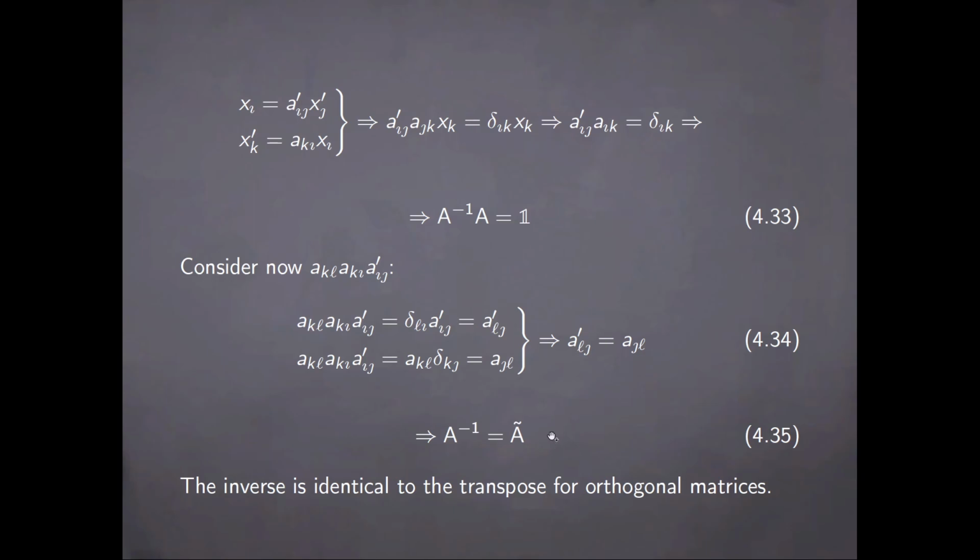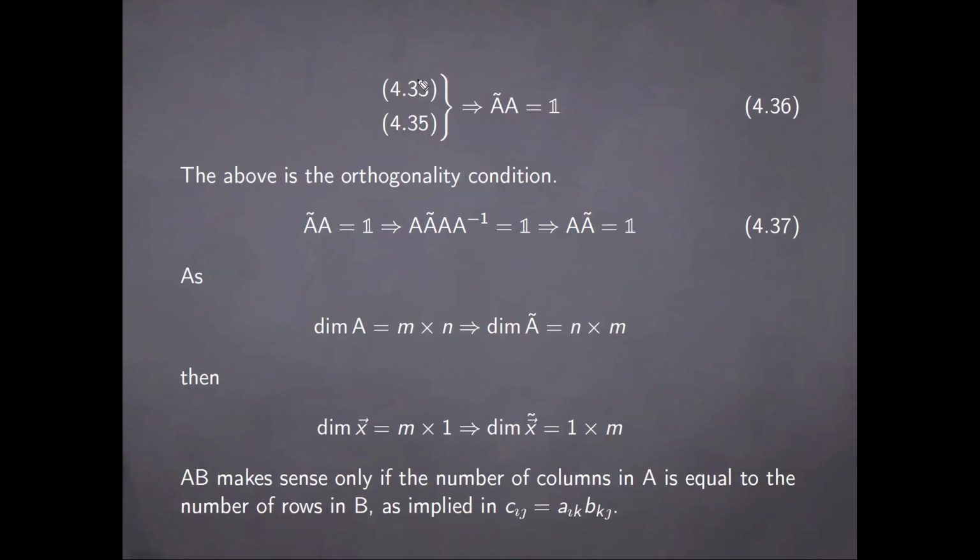And furthermore, if we put results 4.33 and 4.35 together, we obtain the orthogonality condition in this form. And once again, we can show immediately by doing a simple multiplication to the left and right with the matrix A and its inverse, that in this particular case, matrix multiplication will be commutative.